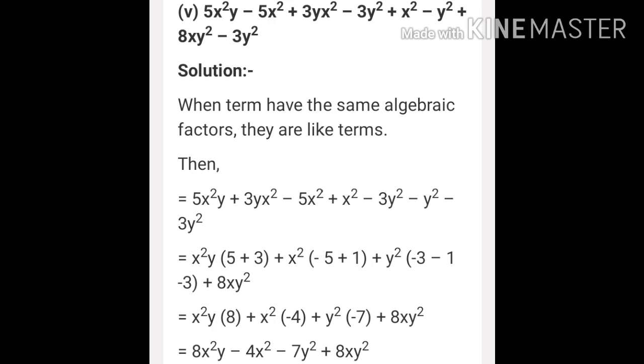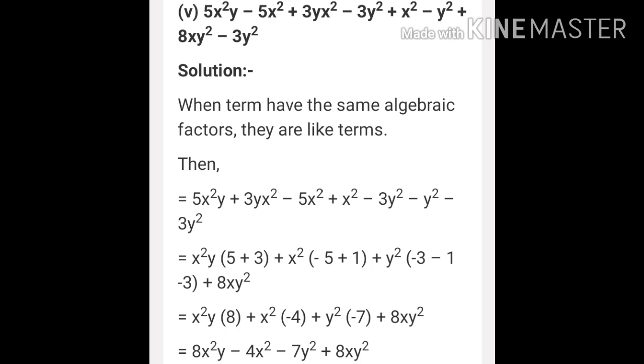Fifth part, 5x square y minus 5x square plus 3yx square minus 3y square plus 8 plus x square minus y square plus 8xy square minus 3y square. Here also like terms will be taken together.